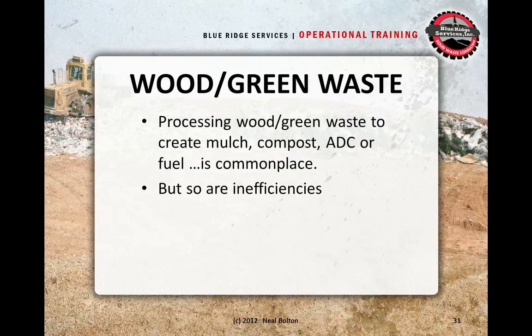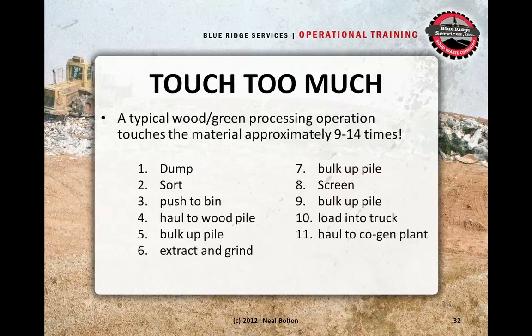There are lots of inefficiencies in this because the material is handled so many times. Typically, we find that wood or green waste processing operations will touch the material. They'll handle it 9 to 14 times. Some more, some slightly less, but this list kind of gives an example of that.